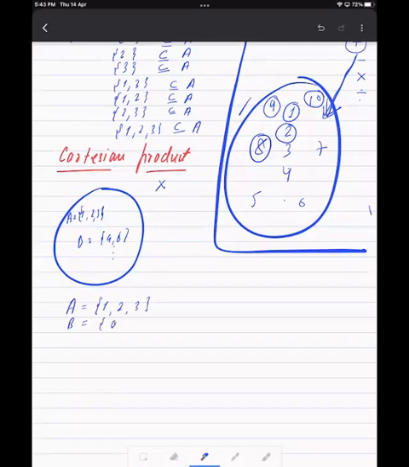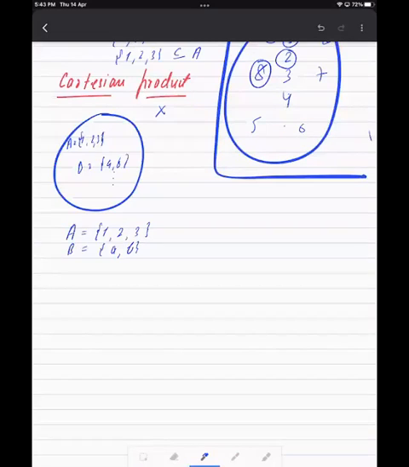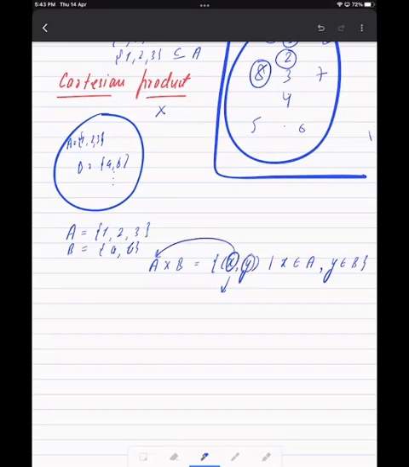I'm considering two sets here, {1, 2, 3} and {A, B}. So A cross B would be, I'm writing the definition first. What is the definition? It would contain all (x, y), such that x would be from the first set and y would be from the second set. What does it imply? The first element here will belong to A and the second element here will belong to B.